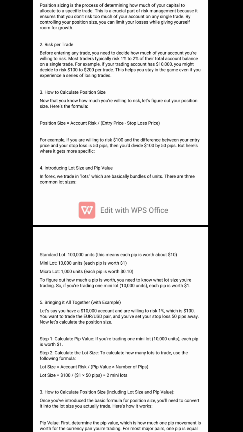Now, point 3, how to calculate position sizing. This I will do practically. So just listen for this, about this, and the contract size and pip size. Just listen to this. But it's good. If you are good at the concepts, then you'll be good here.